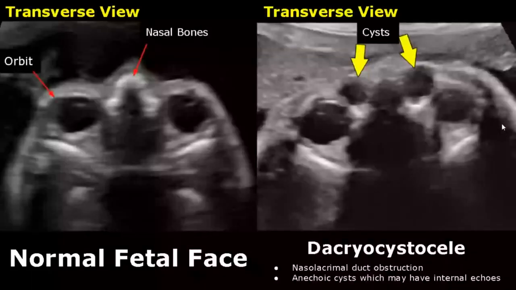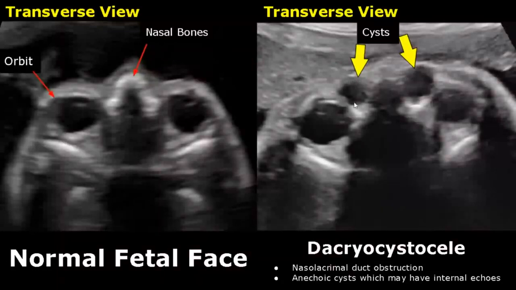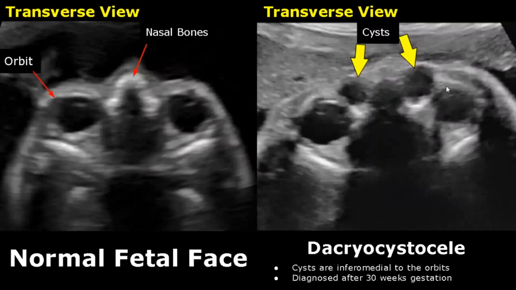Due to nasolacrimal duct obstruction, anechoic cysts may be formed. Sometimes these cysts have internal echoes. This is called dacryocystocele. These cysts are inferomedial to the orbits. We can see these cysts at the location of the nasolacrimal ducts. These are diagnosed after 30 weeks gestation.